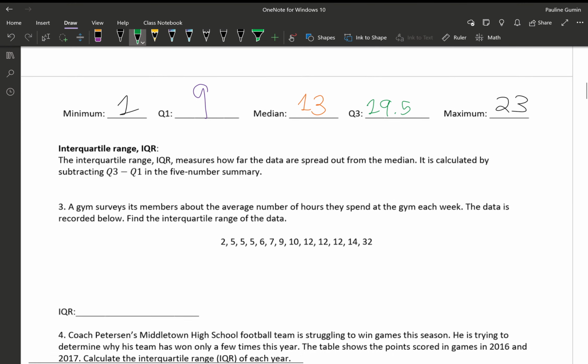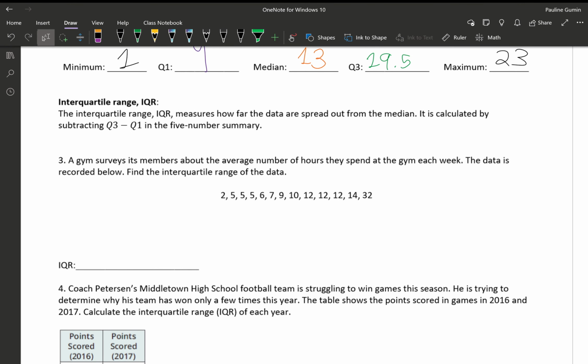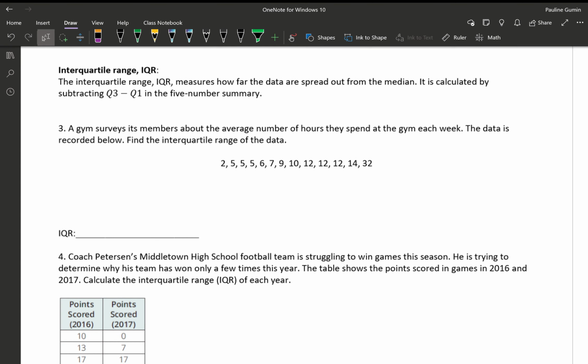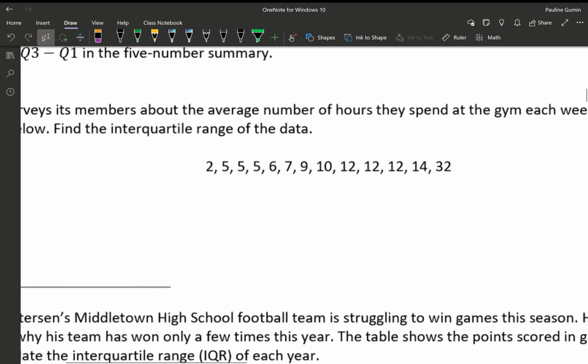All right, interquartile range. The interquartile range measures how far the data are spread out from the median. It is calculated by subtracting Q3 minus Q1 in the 5-number summary. A gym surveys its members about the average number of hours they spend at the gym each week. The data is recorded below, and luckily it's from smallest to largest. Let's find the interquartile range of the data.